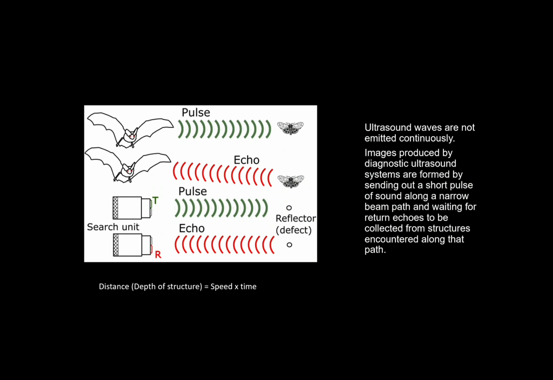Ultrasound waves are not emitted continuously. They are formed by the diagnostic ultrasound system sending out a short pulse of sound and waiting for the return echoes to be collected from the structures encountered along the path. The depth of the structure is calculated by the time the return echoes take to reach the ultrasound system.